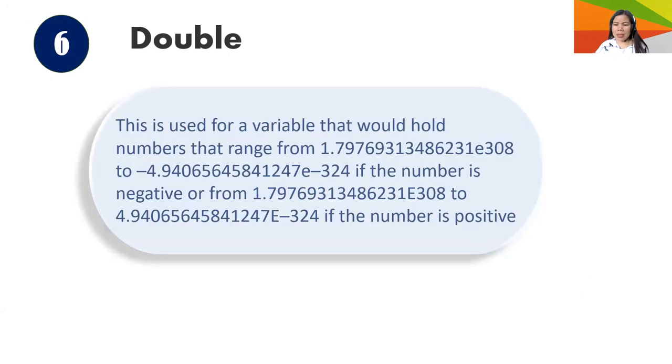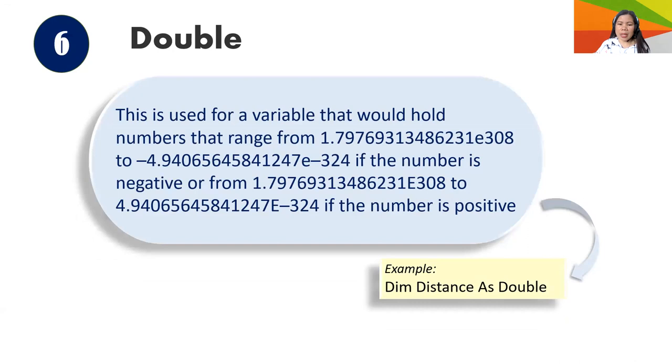Our sixth data type is Double. This is used for a variable that would hold numbers that range from 1.797693131386231 times 10 raised to the power of 308 to negative 4.94065645841247 times 10 raised to the power of 324, if the number is negative, or from 1.797693134862031 times 10 raised to the power of 308 to 4.94065645841247 times 10 raised to the power of 324, if the number is positive. Example, Dim distance As Double. Distance is a variable and we declare it as Double by data type.